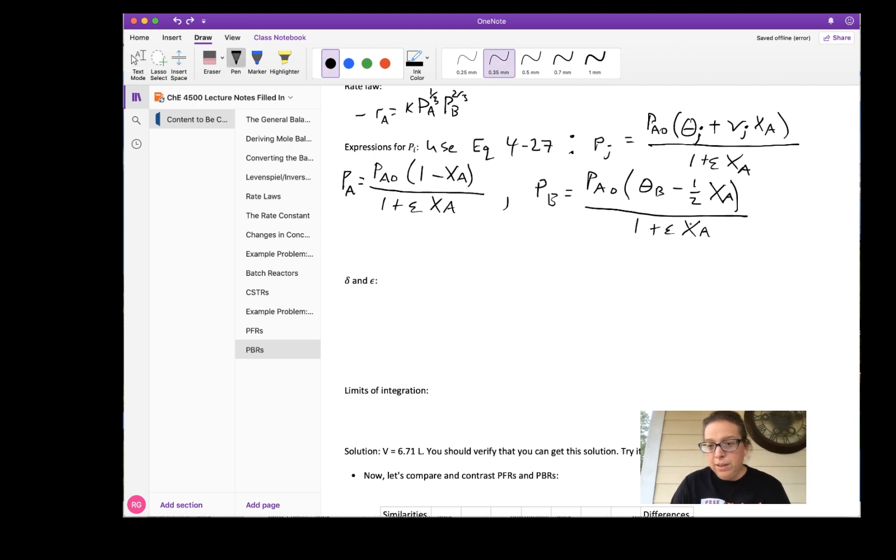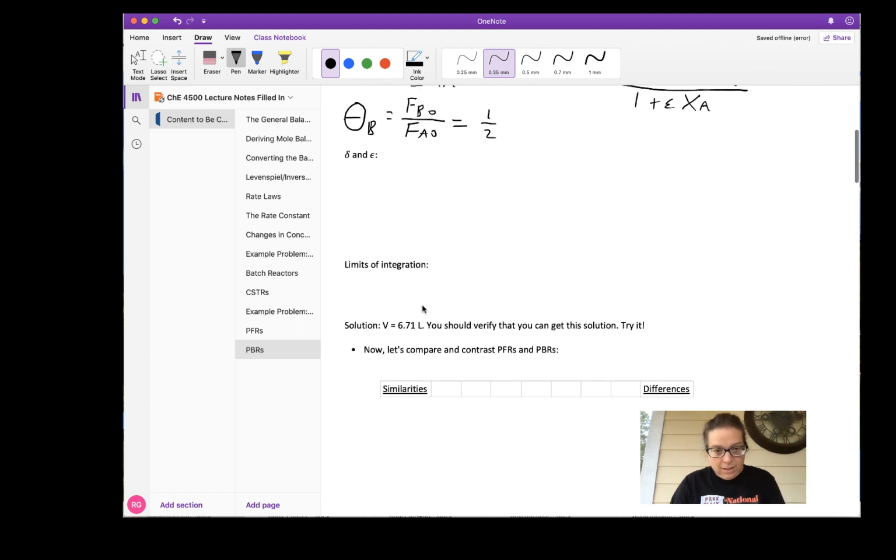So now the only thing I have left to do is to provide a value for theta B and also one for epsilon. Let's do theta B first. So theta B is equal to FB naught divided by FA naught. The problem statement says that A and B are fed in stoichiometric proportions. That means that the ratio of FB naught to FA naught is 1/2, so that means that theta B is going to be equal to 1/2. So I could substitute this into here. I'm just going to leave it as is.